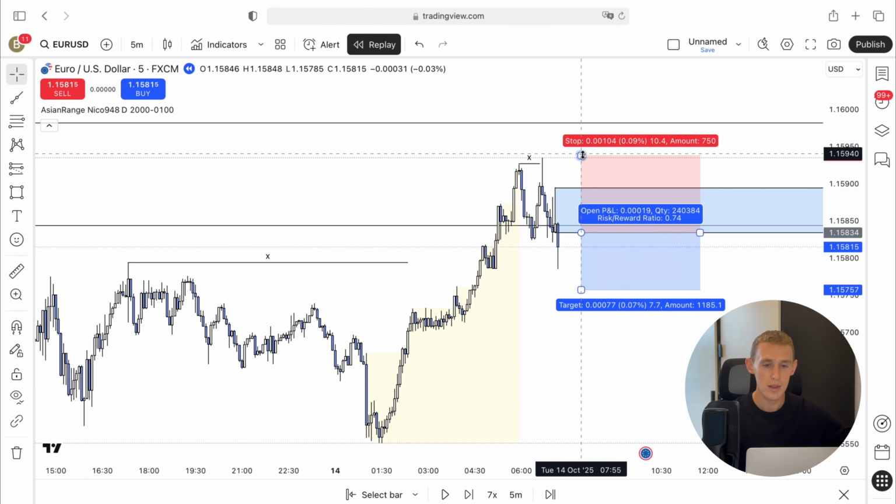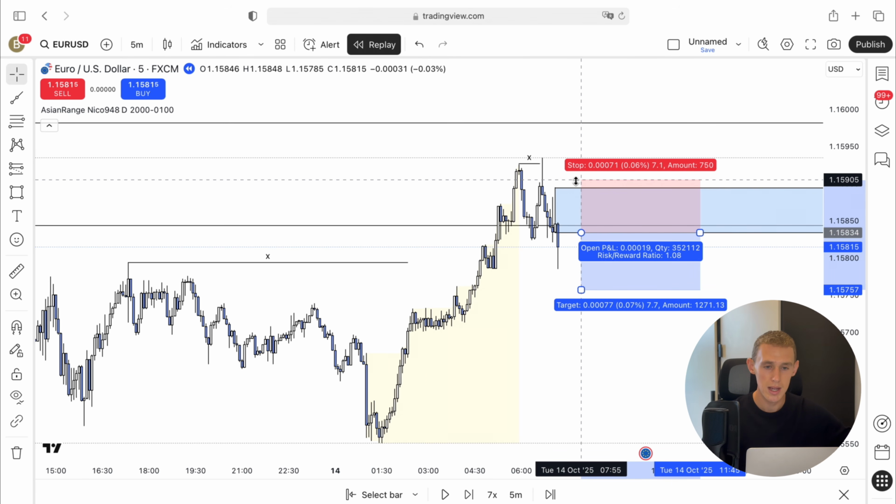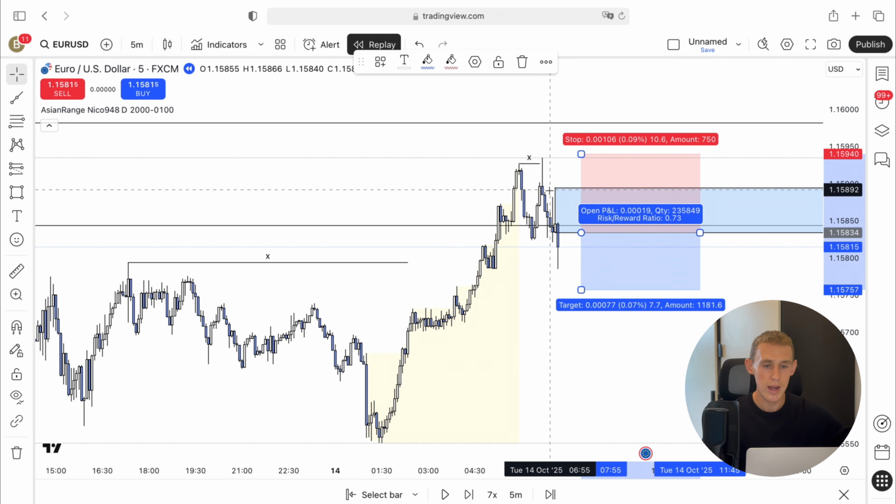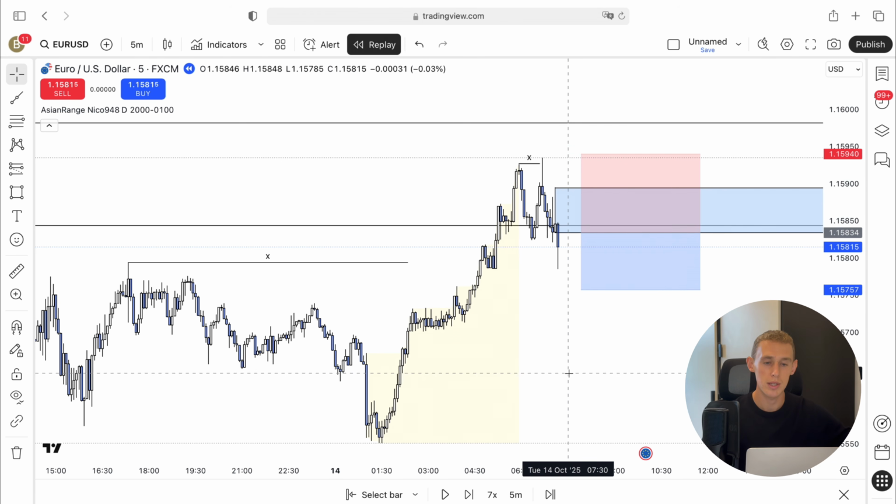I will never have the stop loss, by the way, just above the supply zone because it doesn't really make sense to do that, because price could easily wick out the supply zone and our trade would still be valid. The trade is only invalidated if it comes above this high. So that's why I've positioned my stop loss.